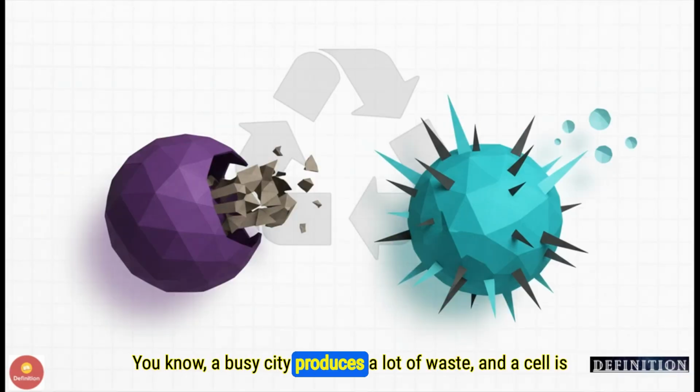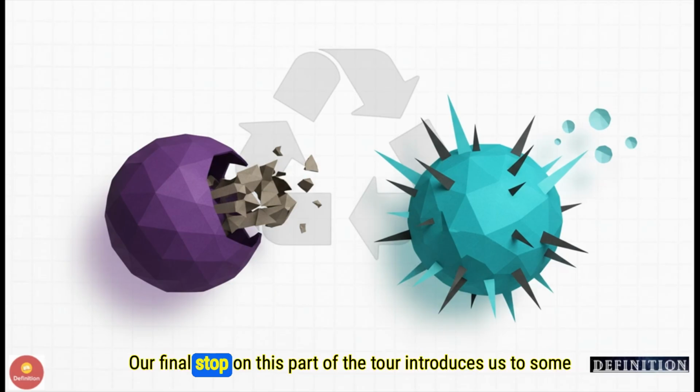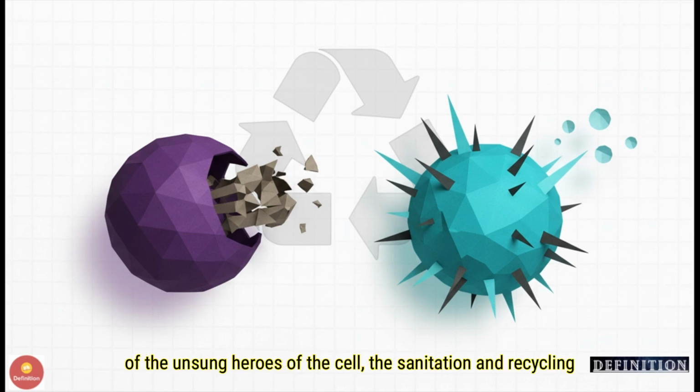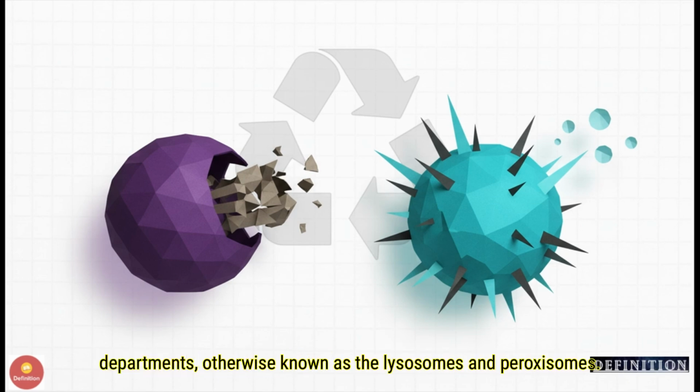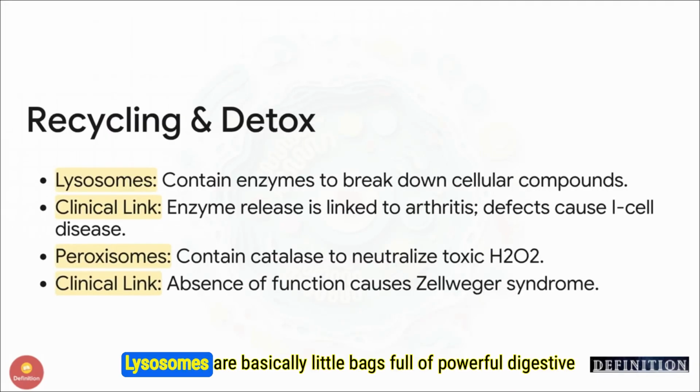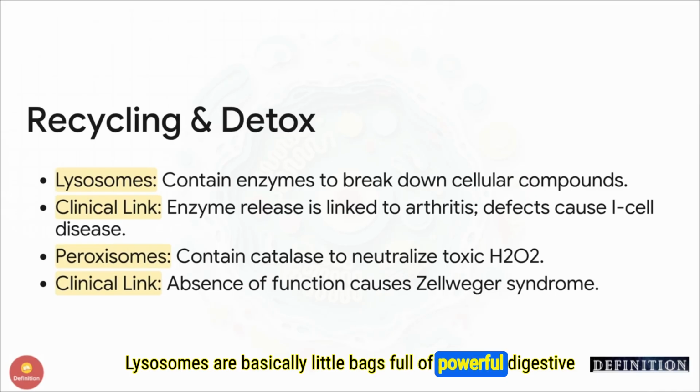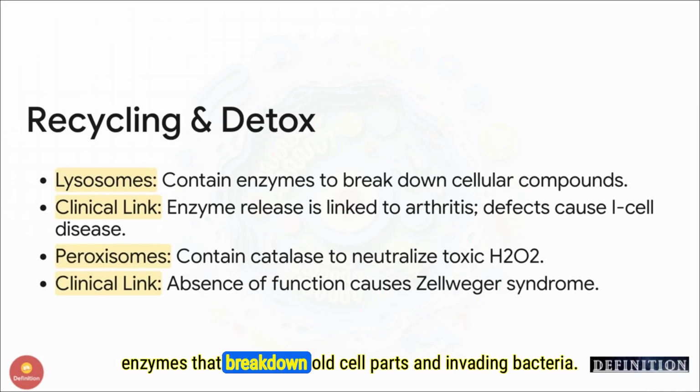A busy city produces a lot of waste, and a cell is no different. Our final stop on this part of the tour introduces us to some of the unsung heroes of the cell: the sanitation and recycling departments, otherwise known as the lysosomes and peroxisomes. Lysosomes are basically little bags full of powerful digestive enzymes that break down old cell parts and invading bacteria.